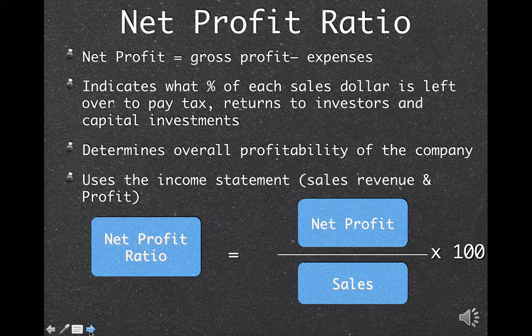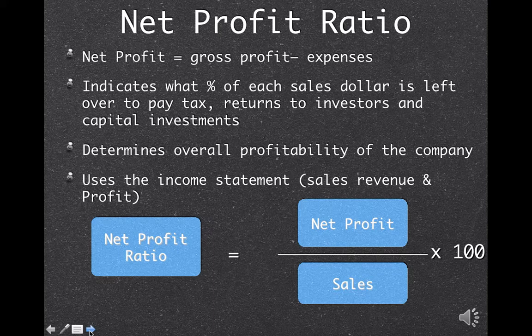Next profitability ratio that we're going to look at is the net profit ratio. To calculate net profit, we need the gross profit and we deduct the expenses. It looks at what percentage of each sale dollar is left over to pay tax and give money to the investors or reinvest into the business. So we're looking at the overall profitability of the business, and it uses the income statement. The ratio is net profit ratio equals net profit divided by sales times 100.